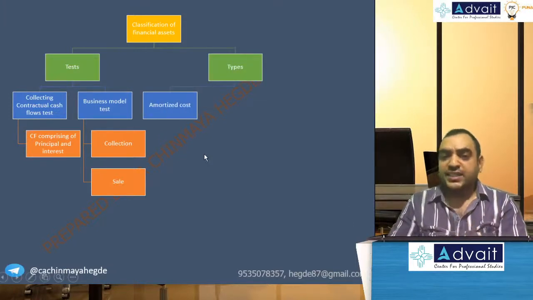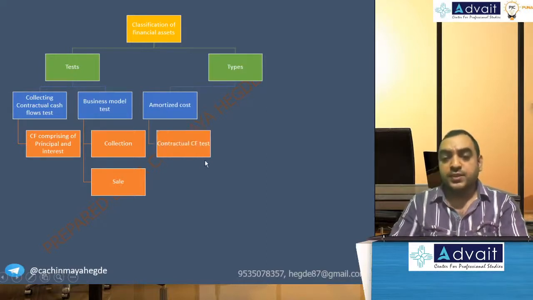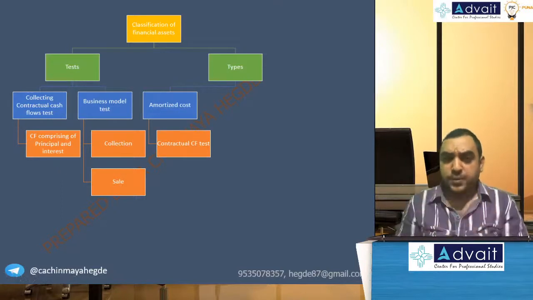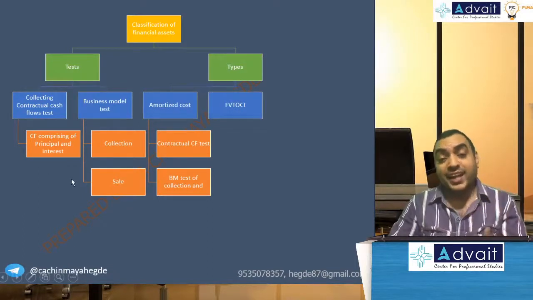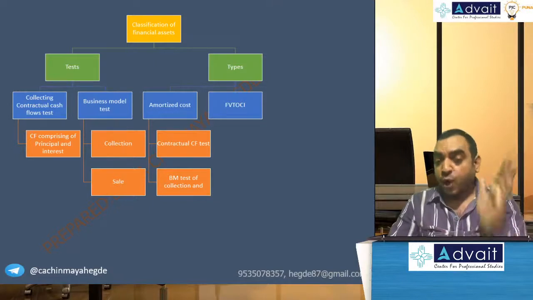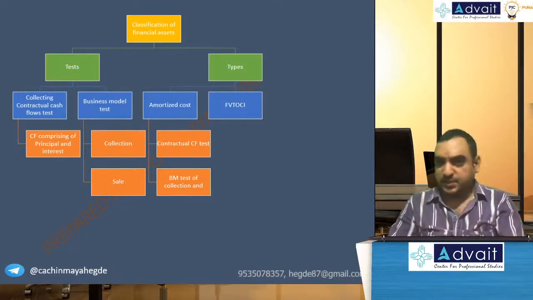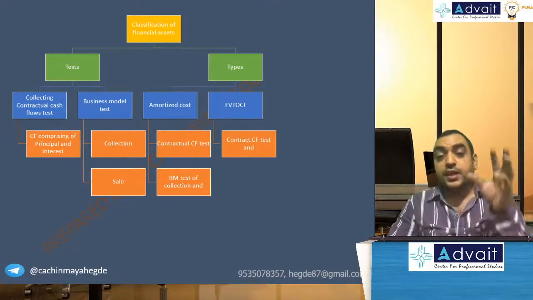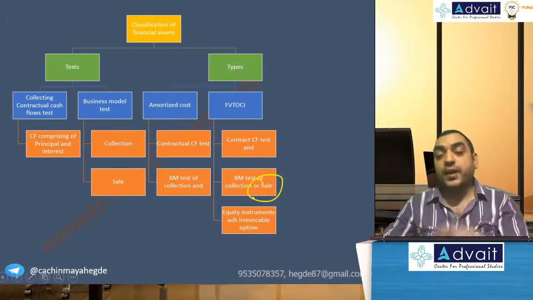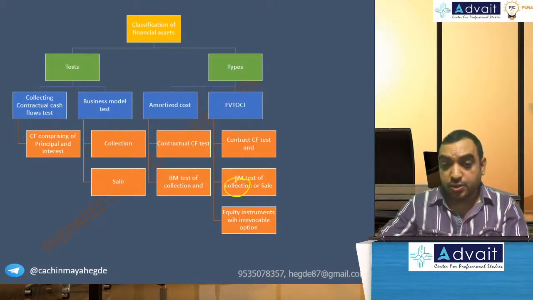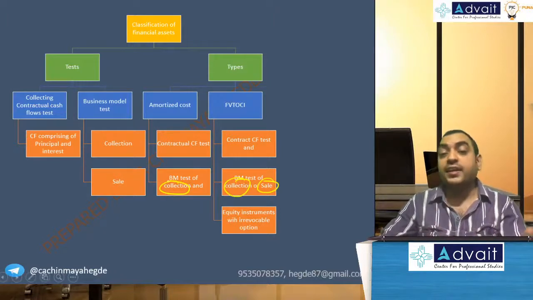So there are three varieties. Amortized cost means you first check the contractual cash flow test. If it is in the nature of principal and interest, then it is called amortized cost, and the business model test should be intention to collect, not sell. But if the contractual cash flow test is satisfied, principal interest is correct, but the intention is either through sale or collection, both might be there. It might be collection or sale, but amortized cost means collection only. You are not intending to sell.